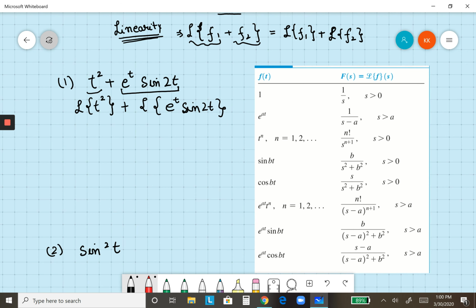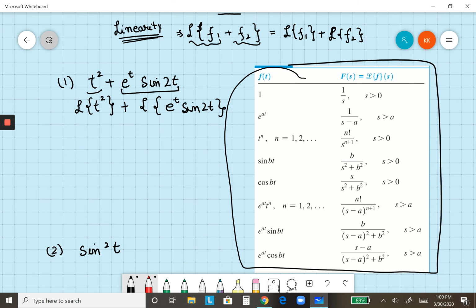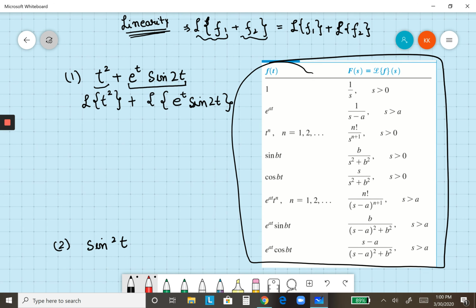So going forward, we have to look at this table to do the Laplace transformation. If we look at our first part, which is t squared, this resembles our third point on the table, which is t raised to power n. So in this case, our n is 2. So it will be 2 factorial over s to the 2 plus 1. So 2 factorial over s to the 2 plus 1, plus the transform of e raised to power t sine 2t.